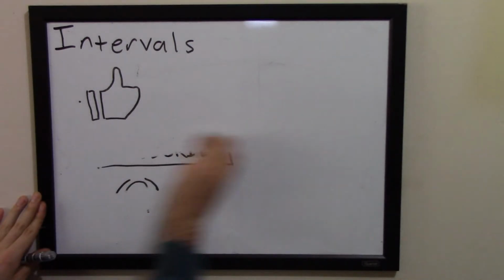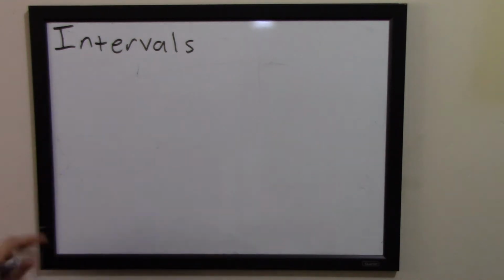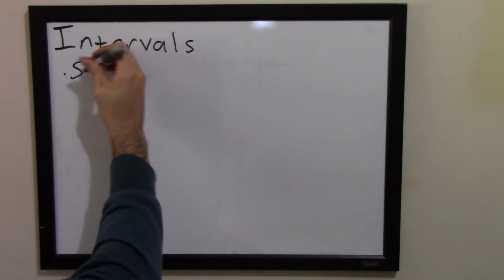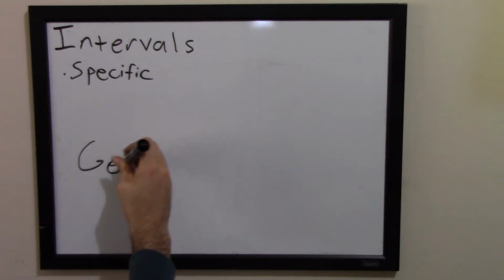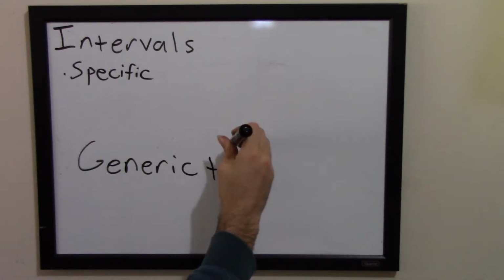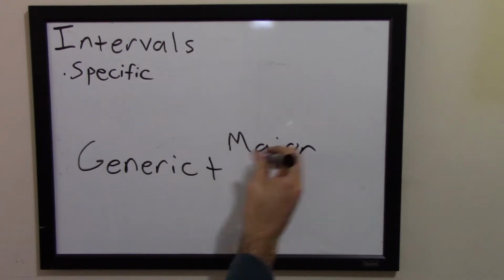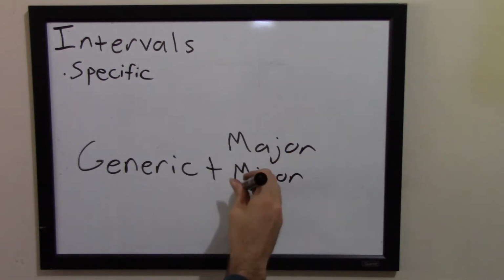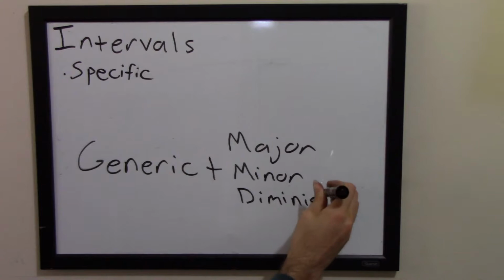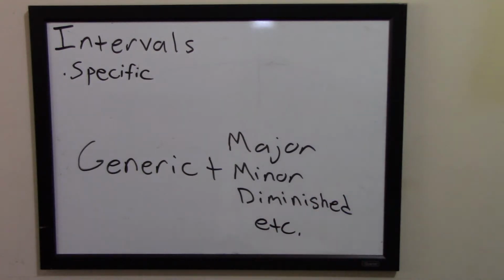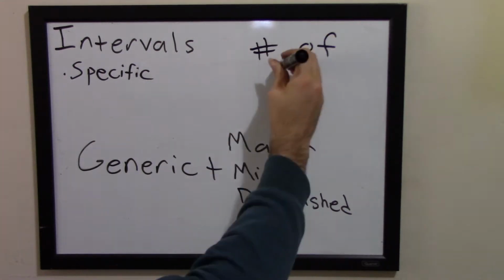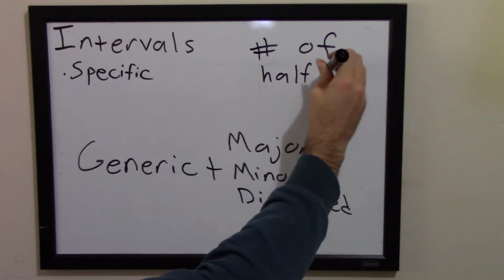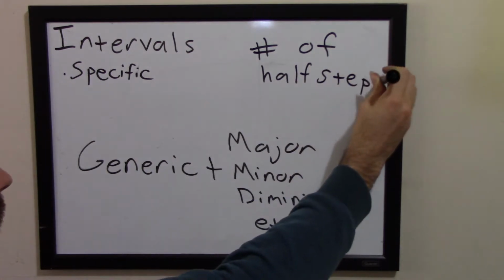Moving on to our topic of the day, specific intervals. Get ready, because it's about to go down. With specific intervals, you're going to say the generic interval, but you're also going to say what kind of generic interval it is. Is it a minor third? Is it a major third? Is it the augmented third? So you're going to have the generic plus something else. How do you figure out what that plus is? How do you figure out that other section? You do that by identifying how many half steps are between the two notes.